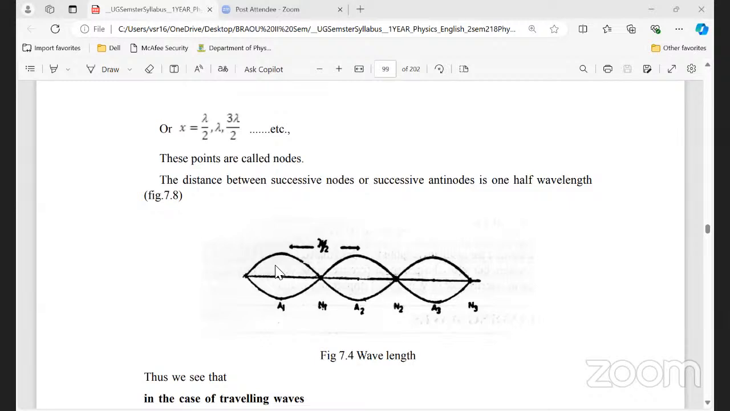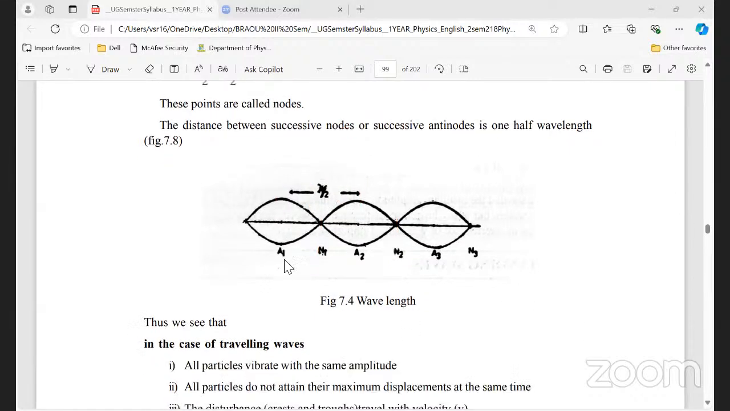The distance between successive nodes, or successive antinodes, where this is the maximum amplitude and this is also the maximum amplitude, A2 minus A1 gives you lambda, or else the successive distance between these is lambda by 2, half the wavelength. Okay? That is the definition of the wavelength. So this is an antinode, this is a node, like that.